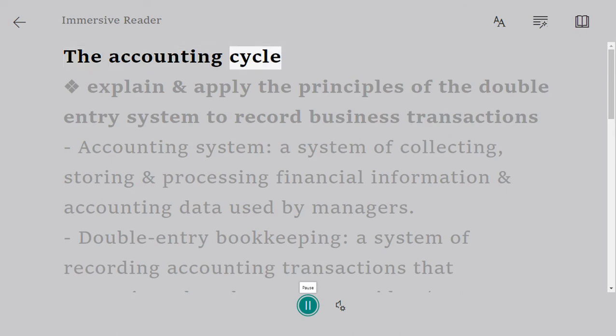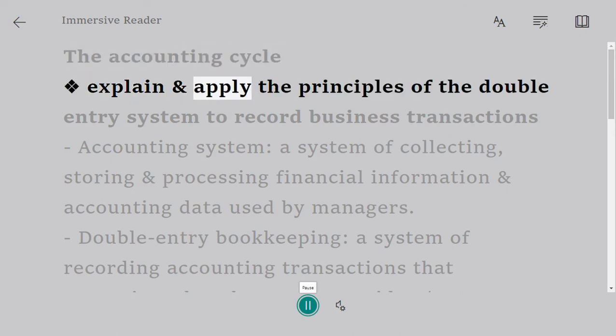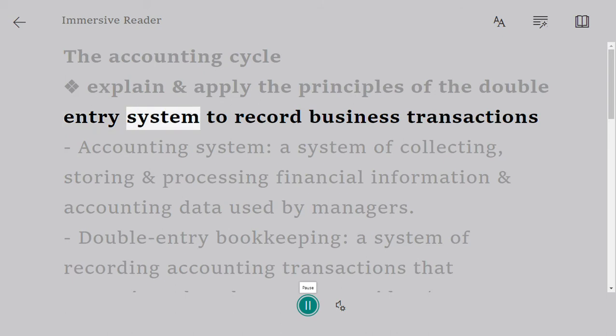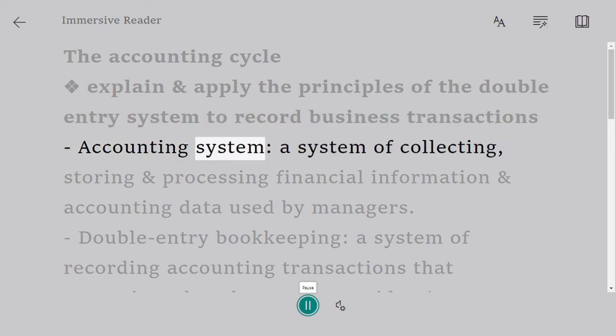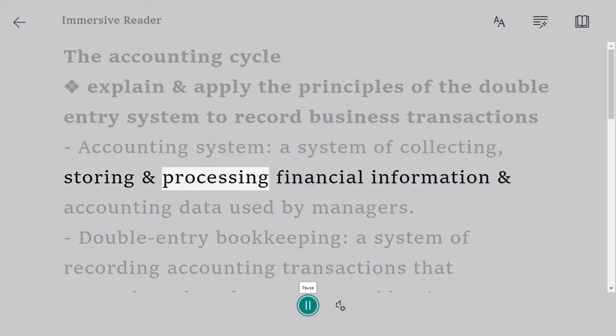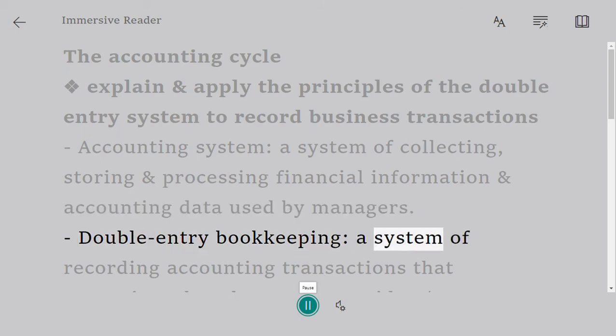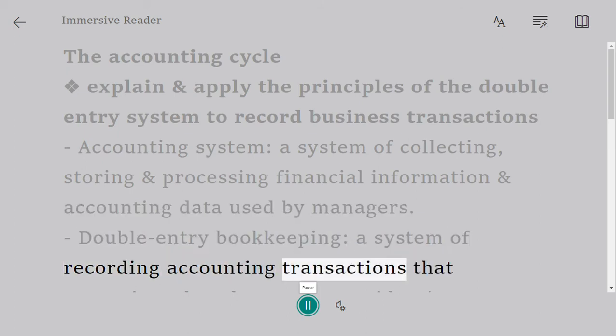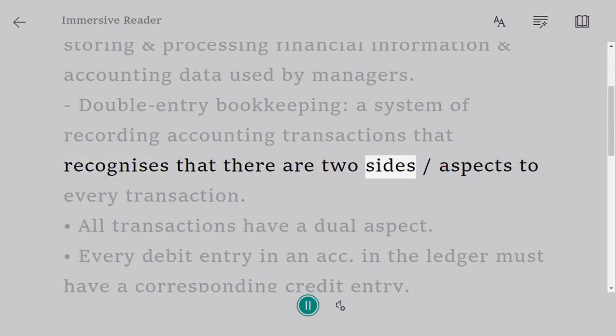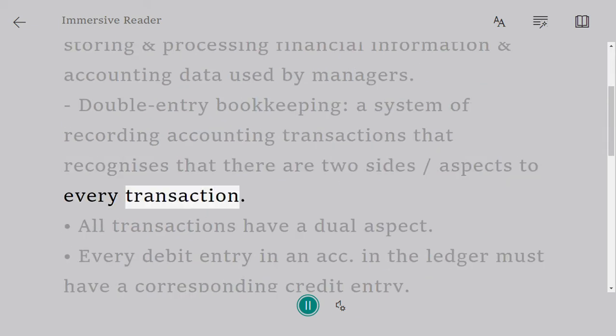The accounting cycle. Explain and apply the principles of the double entry system to record business transactions. Accounting system: a system of collecting, storing and processing financial information and accounting data used by managers. Double entry bookkeeping: a system of recording accounting transactions that recognizes that there are two sides/aspects to every transaction.